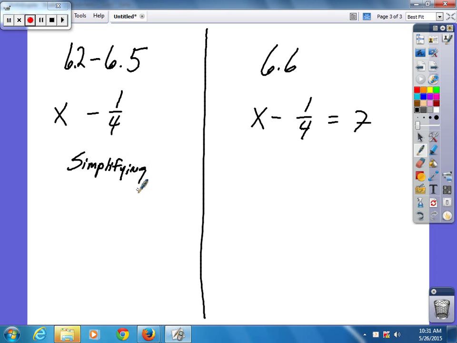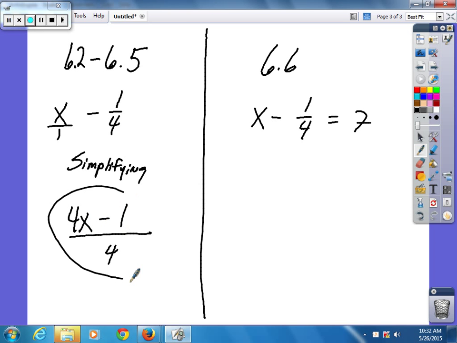Alright? That means you're putting it over one denominator. 4. 1 will go into 4 times, that would be 4x. 4 will go into 4 one time, 1 times 1 is 1. So that is a simplification of this. Basically, you're putting it over one denominator.